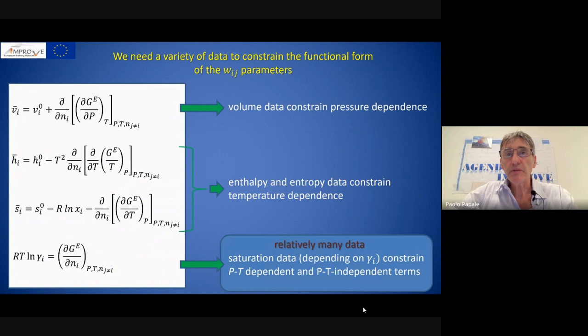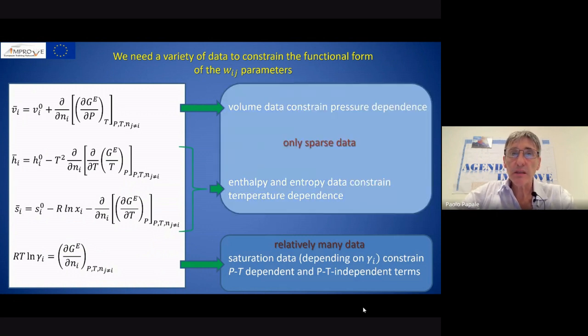The case for other types of data is much less satisfactory, as we only have sparse data on volumes, enthalpies, and entropies of volatile-bearing silicate melts. And quite often, they are model-dependent estimates instead of being directly measured quantities, making them scarcely useful as an effective, robust constraint in a general model of volatile-bearing silicate melt mixtures.